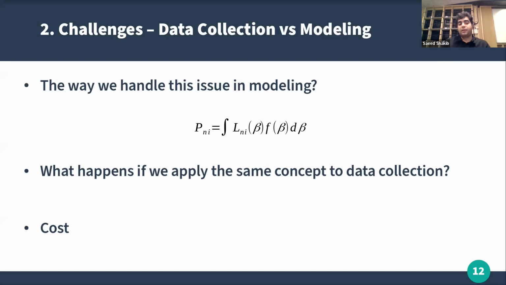And the question that we had is, is there a way that we can apply the same concept of modeling, like associating different behavior to different people? And instead of designing the SP based on, let's say, a logit model, we put a mixed logit model. What happens if we do econometric on that?